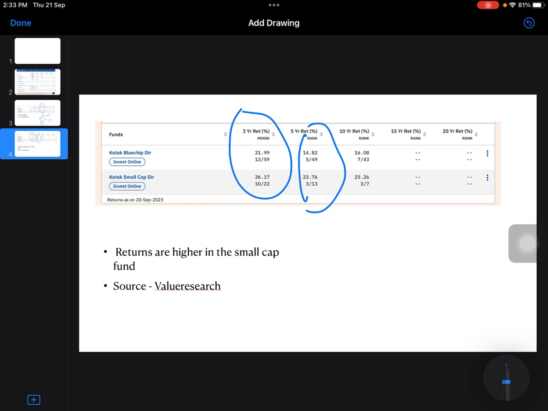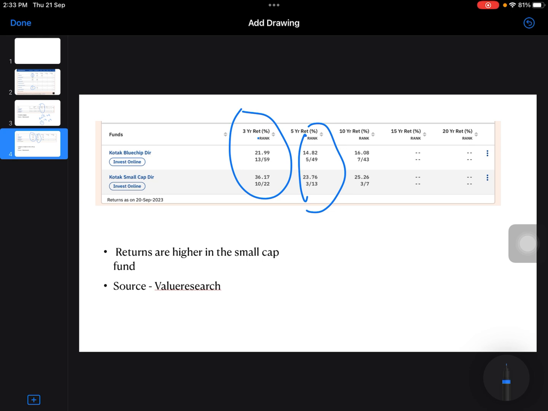So on your screen you see two mutual funds, Kotak Blue Chip and Kotak Small Cap. Kotak Blue Chip is basically a large cap fund and Kotak Small Cap is a small cap fund. And what are large cap and small cap? If you want me to cover it, I can do it in a separate video. Right now we are looking at 3-year and 5-year returns.